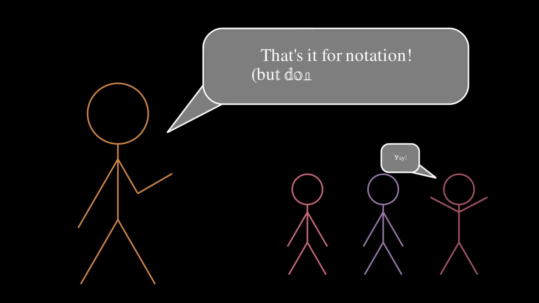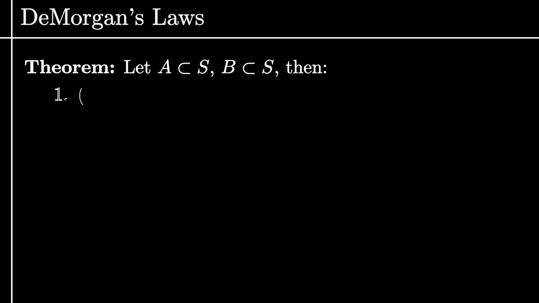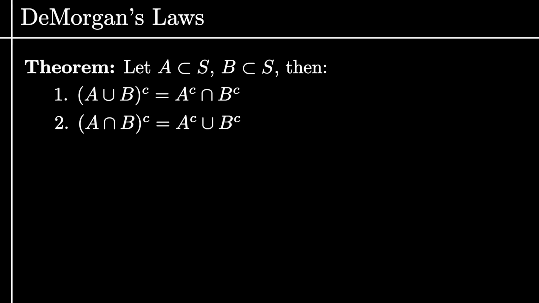However, I would like to conclude by talking about a pair of theorems which combine all of the topics we learned today, and those would be something called DeMorgan's laws. DeMorgan's laws state that if you have two subsets, A and B, of a universal set S, then 1. The complement of the union of A and B is equal to the intersection of their complements, and 2. The complement of the intersection of A and B is equal to the union of their complements.